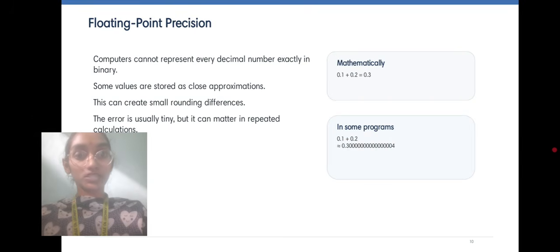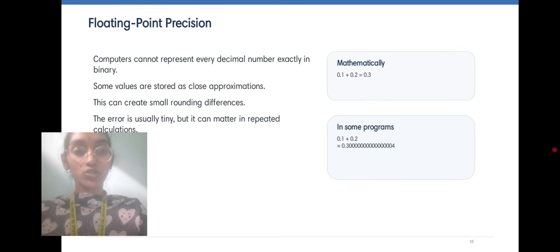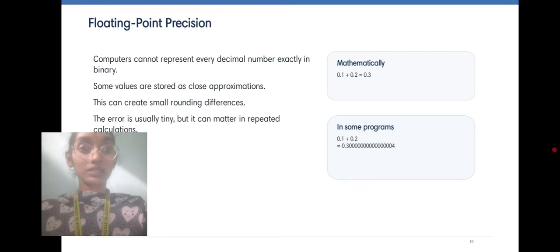Floating point precision. Computers cannot represent every decimal number exactly in binary. Some values are stored as close approximations. This can create small rounding differences. The error is usually tiny, but it can matter in repeated calculations. Example, mathematically, 0.1 plus 0.2 equals 0.3. In some programs, 0.1 plus 0.2 does not exactly equal 0.3.